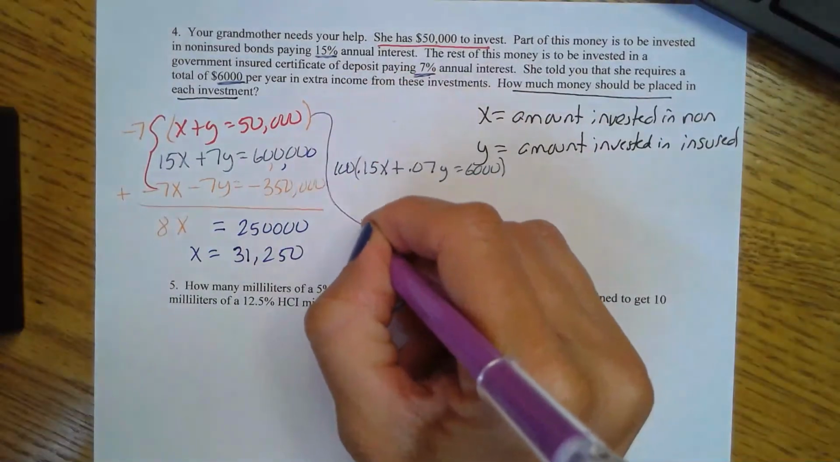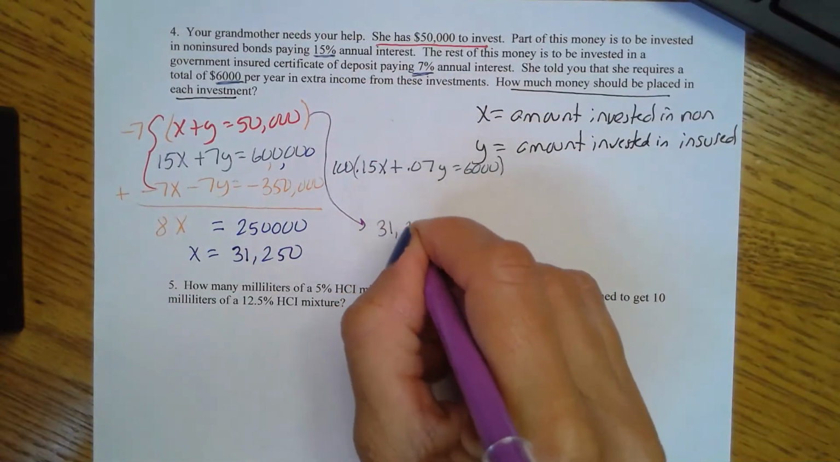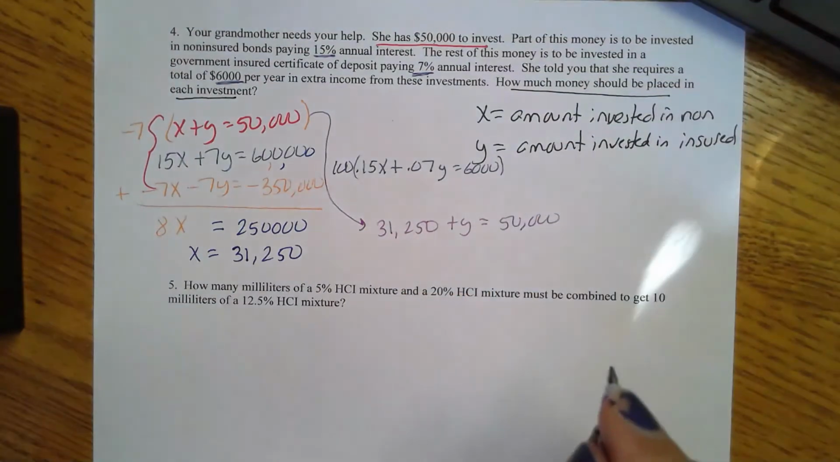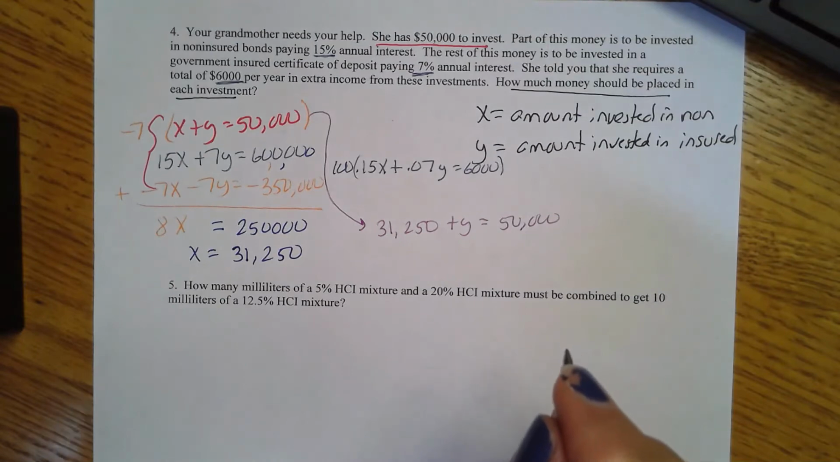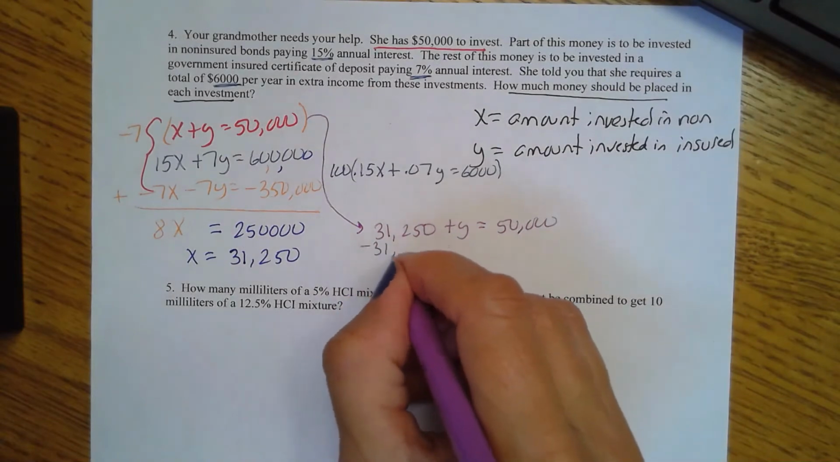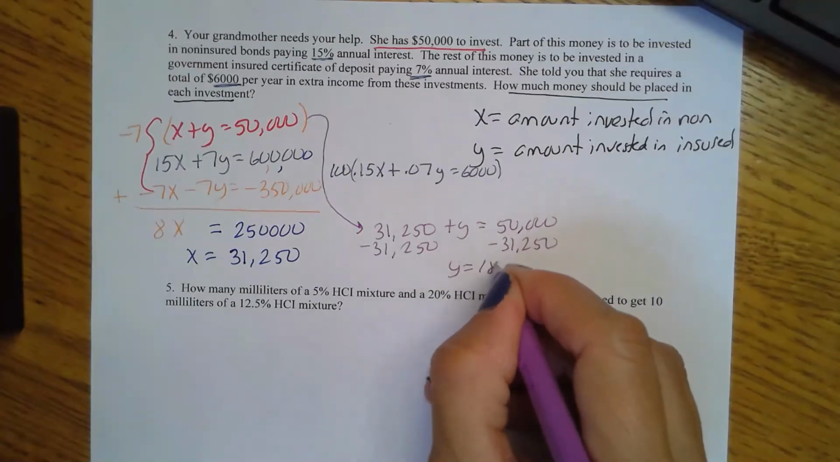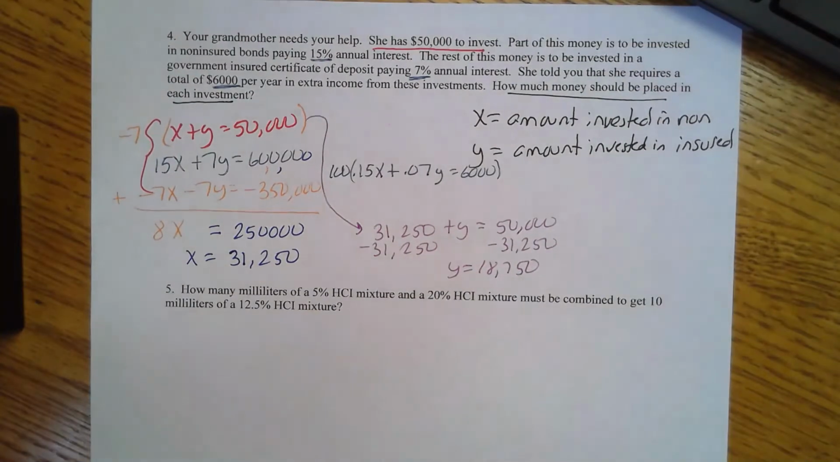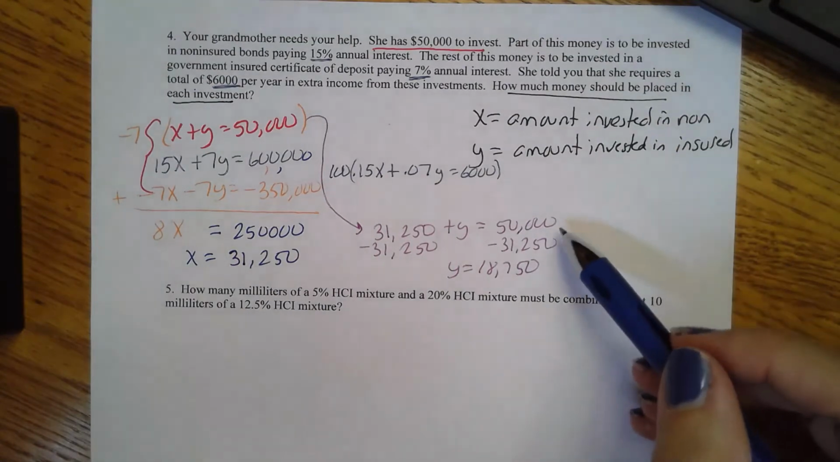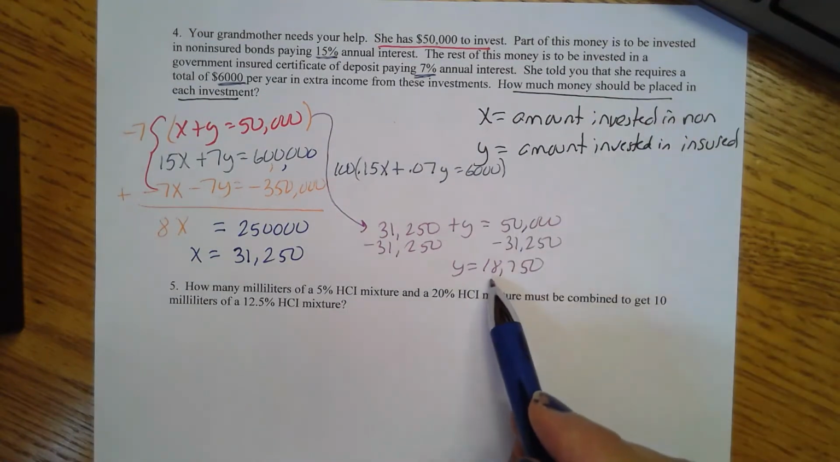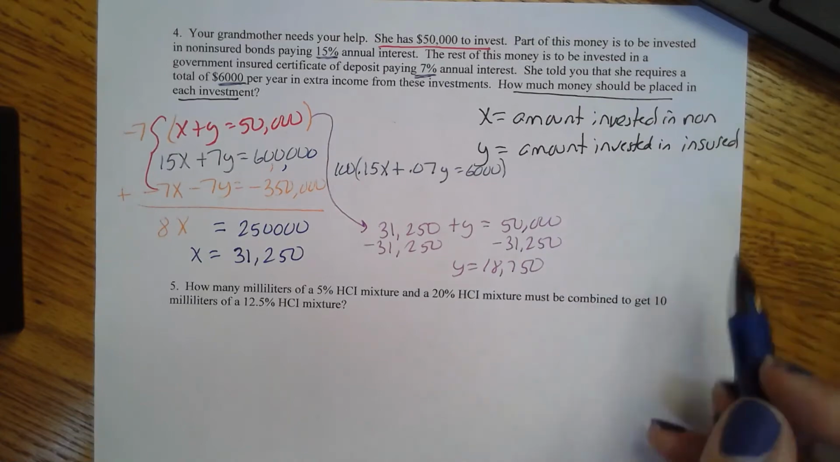We can plug it back into the first to find the y. So 31,250 plus y is going to equal 50,000. So then I just take 50,000 and subtract 31,250, and that's going to give me what y is. And y is going to equal 18,750. So what does this mean? This means she needs to invest 31,250 in the non-insured, and she needs to invest 18,750 into the insured.